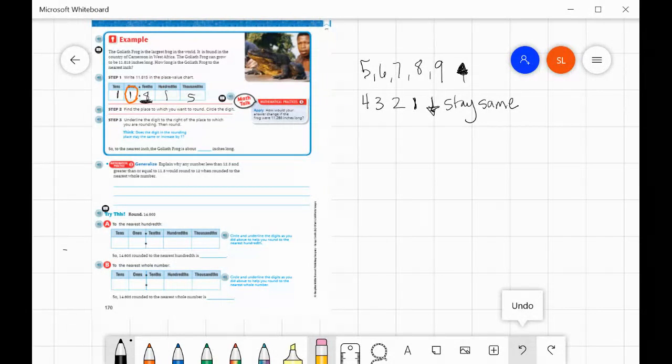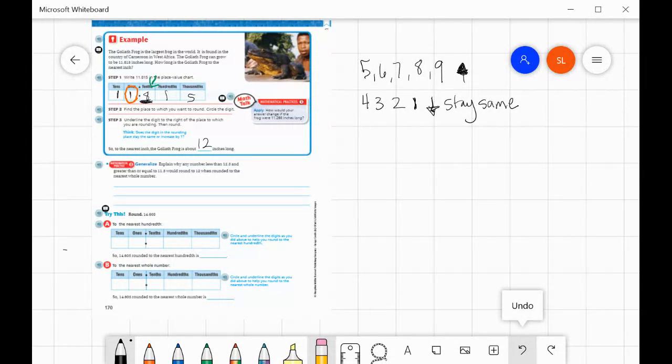All right, so when we look at this number here, it is 8. And when we look over here at our chart, 8 is in the round up, which means the number goes up by 1. So when we round 11.8, it's closer to 12 than it is to 11. So we're going to say that to the nearest inch, the Goliath frog is 12 inches long. All right. Now, next part.